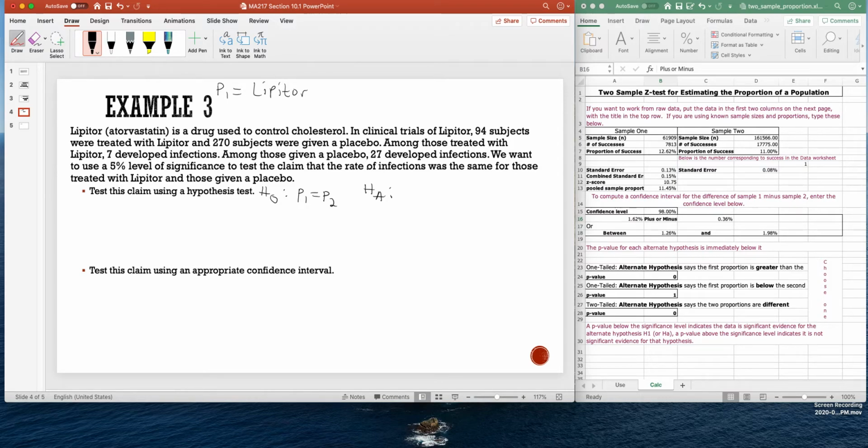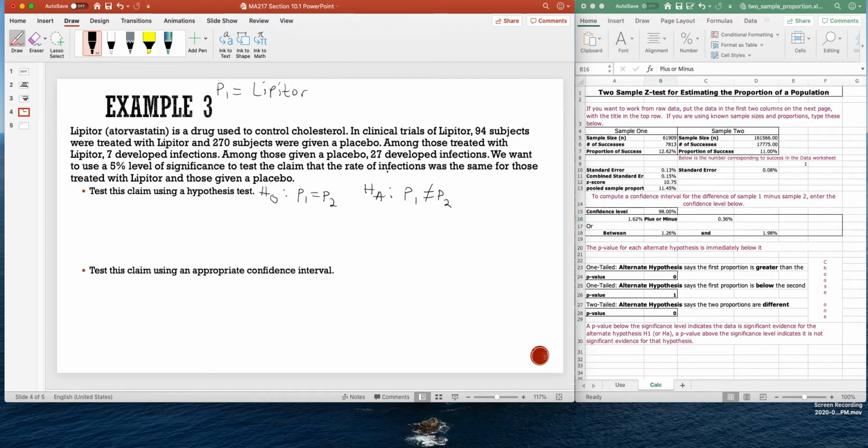since we are trying to see if the rate of infections was the same for those treated with Lipitor as for those given a placebo, we want to use that the proportions are not equal. So P1 does not equal P2, due to the fact that we are trying to test to see if they are the same. So the only thing we're looking for is them not being the same.